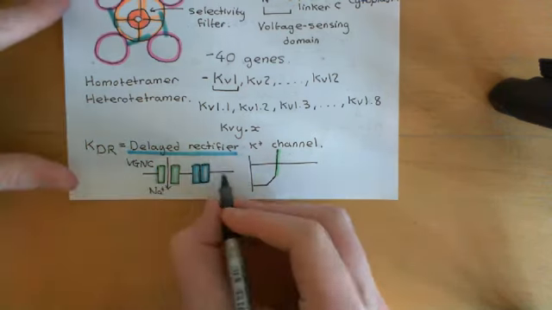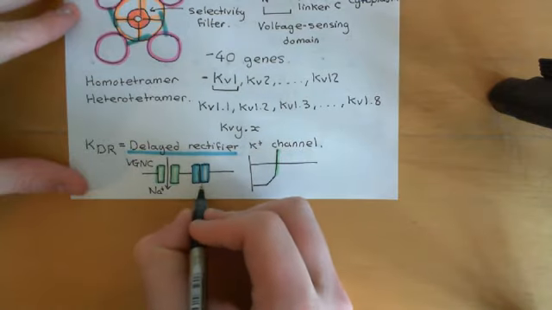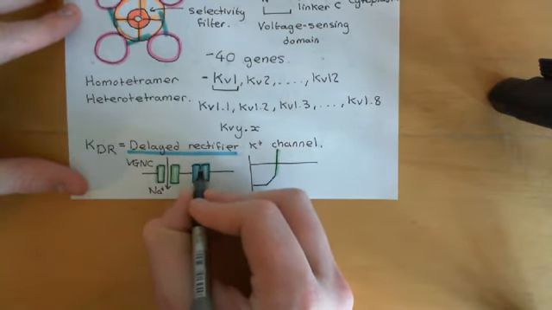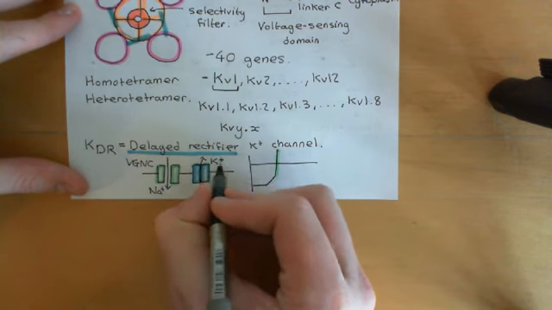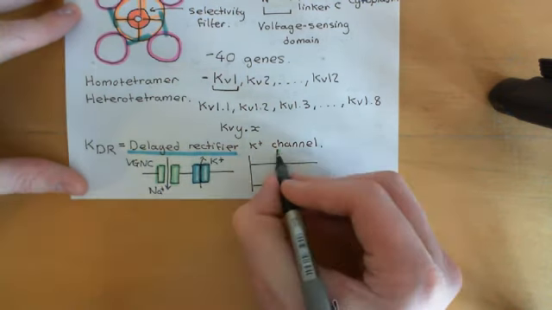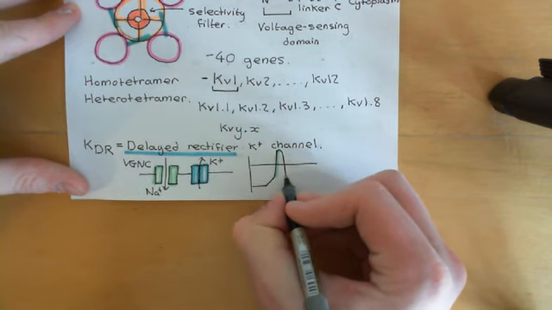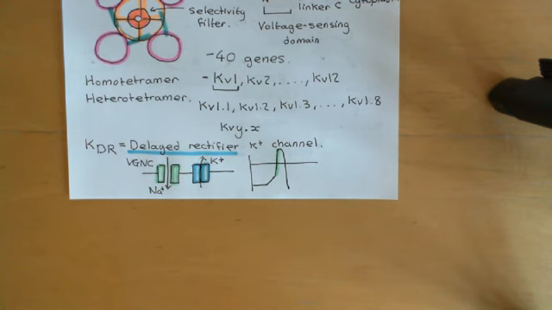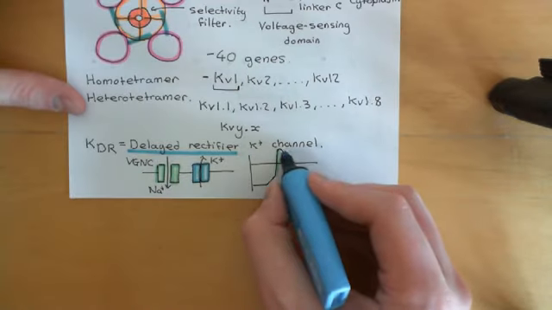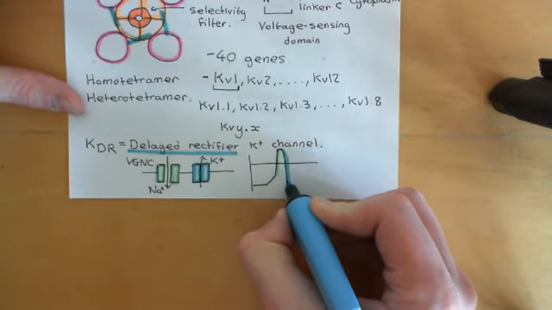At this point they will then open and allow potassium ions to move. I'm sorry, it's not drawn as open, but I don't want to have to draw another picture. So it will open and allow potassium out, and that will cause the downstroke of the action potential. So the concept of a delayed rectifier potassium channel is one that takes a long time to open from actually being activated to open.